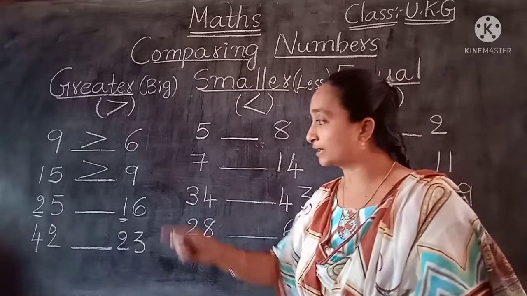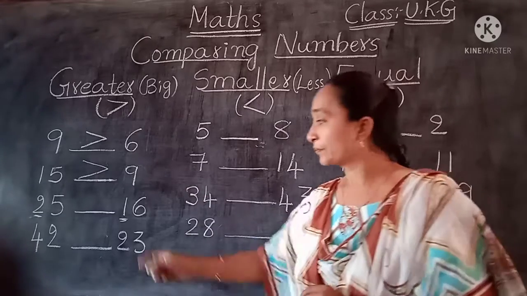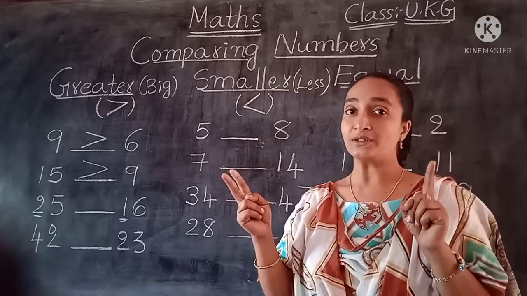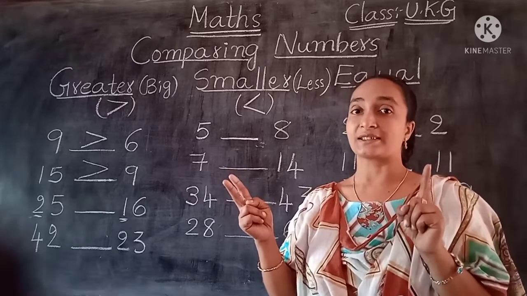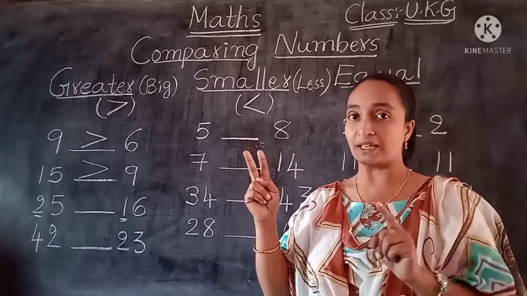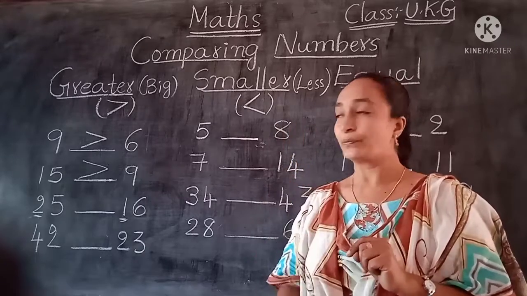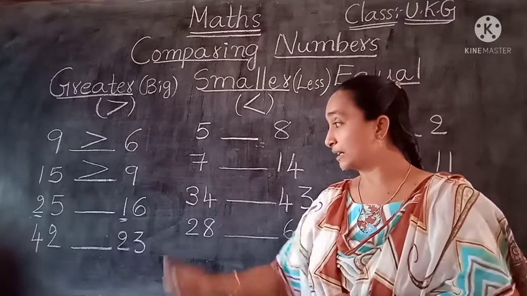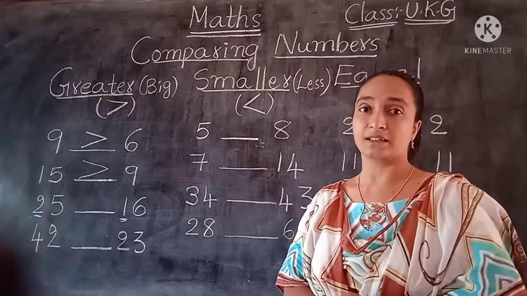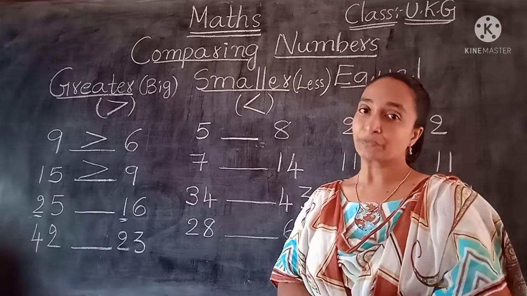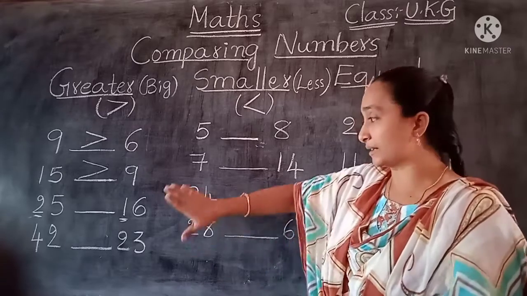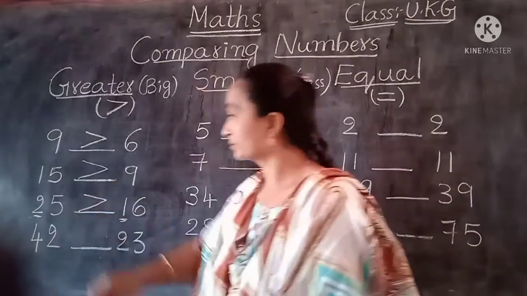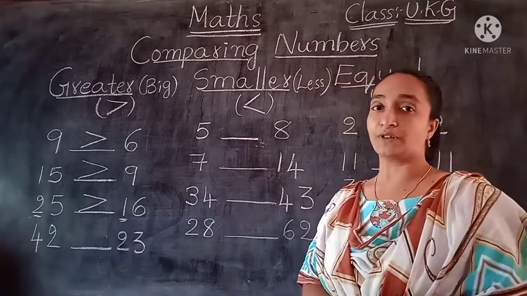In the tens place, 2 tens and here 1 ten. 2 tens, 1 ten. Then which will be the bigger number? Yes, 1 is very less and 2 is big. So easily we can find out that 25 is greater than 16. So here we keep the greater than symbol, and the mouth will open this side. Yes, easily we can find out.